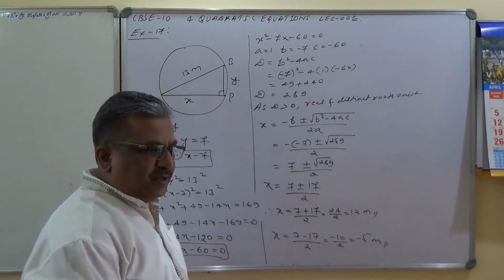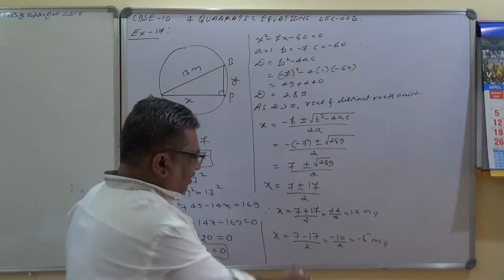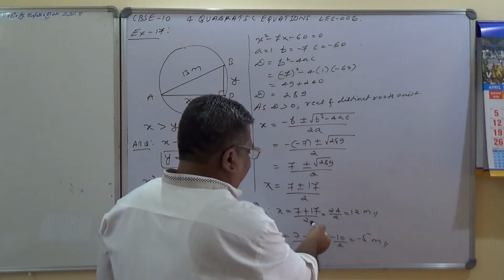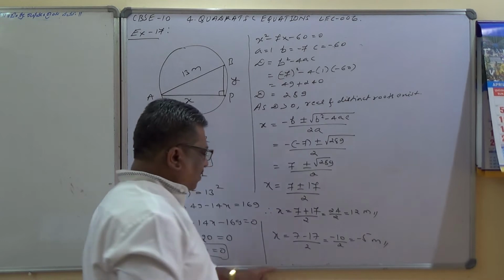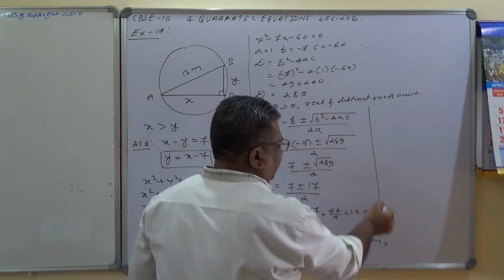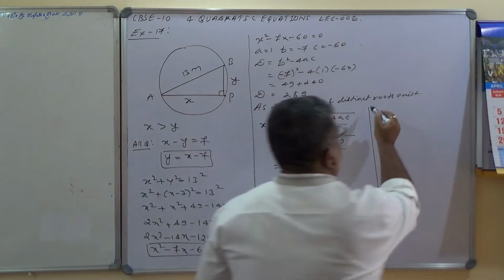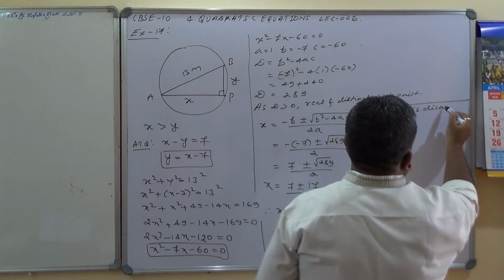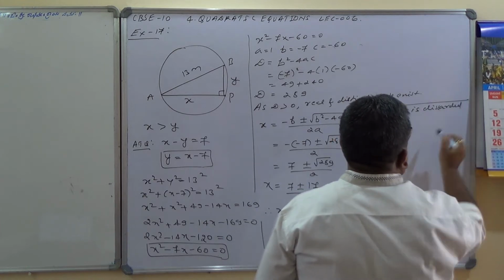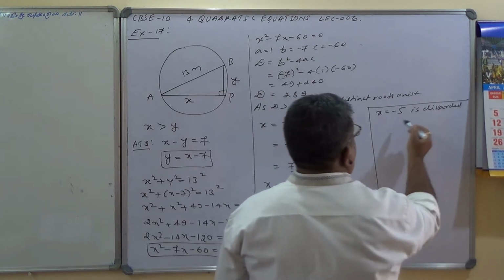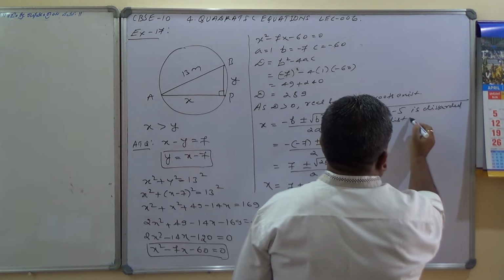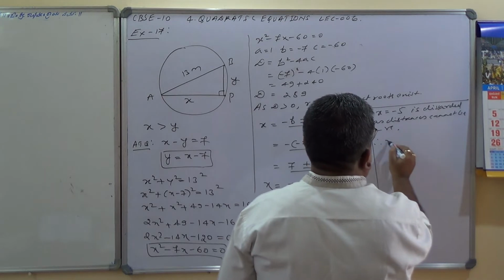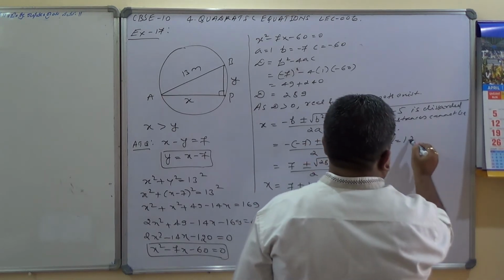Now, is it possible to accept x equals minus 5 meter? Let me check it. 7 minus 17 is minus 10, minus 10 by 2 is minus 5. So minus 5 is discarded. Why is it discarded? Distances cannot be negative. Here, x equals minus 5 is discarded because distances cannot be negative. Therefore, x equals 12 meter.